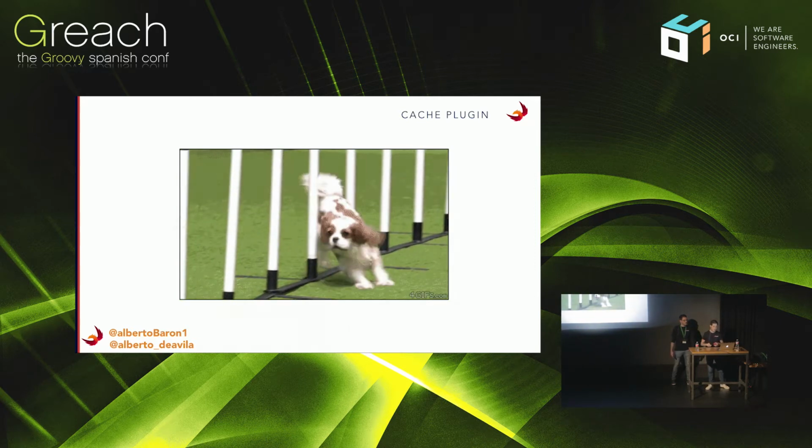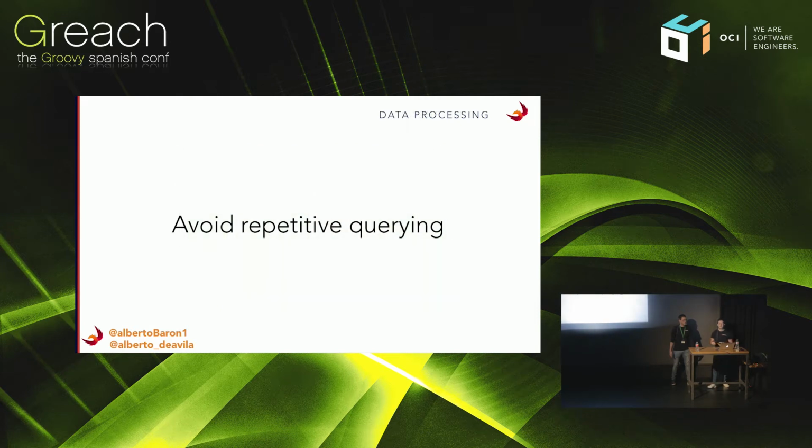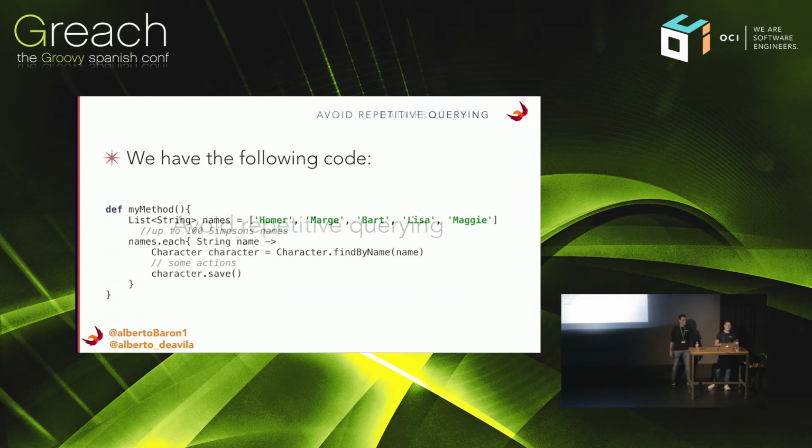Okay. What about avoiding repetitive querying? Suppose that we have the following code. We have a list of names with Homer, Marge, Bart, Lisa, Maggie, and up to 100 Simpson names. Suppose that we iterate over the list, and for each name we find the character domain class and do some actions or perform any logical operations and then save it to the database.